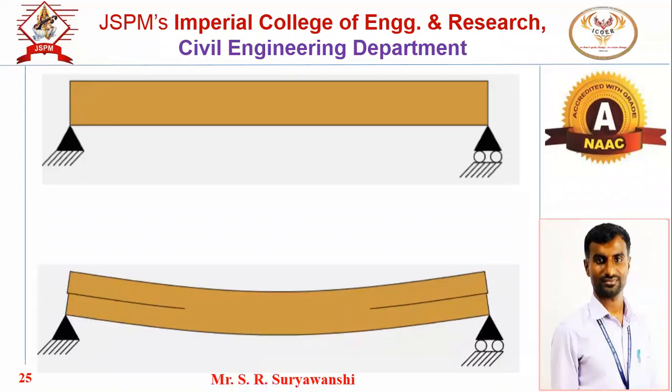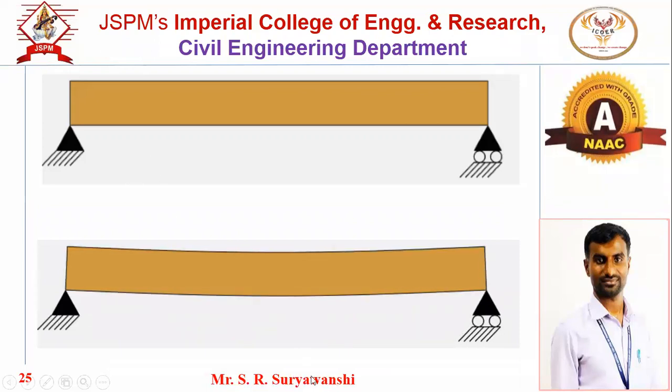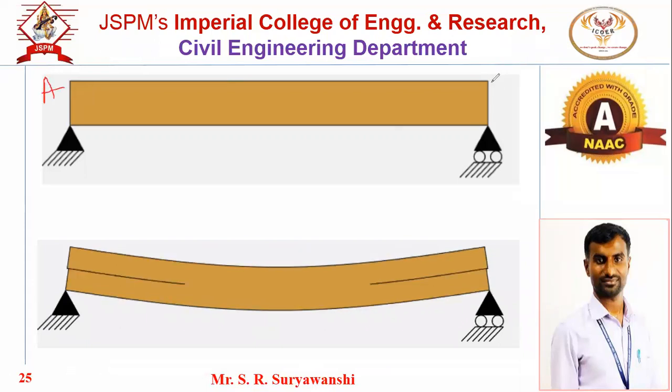So due to the loading condition, initially the simply supported beam will bend. Now, if you see this particular bending, the initial position of the beam, we can say AB. This is the initial position, and due to the application of external load, it will have the bending.